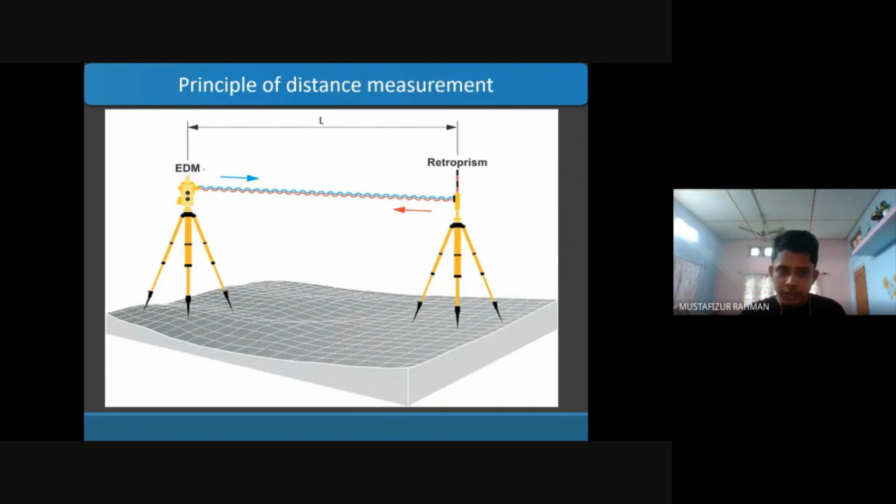Okay, so the phase of the wave will give us at which position the wave is at that particular moment. So we have this instrument, it is transmitting wave. We have a prism which will reflect the wave back to the original instrument, and then we will calculate how many numbers of waves has been completed and what is the phase difference at the final moment. Okay, that we will calculate.